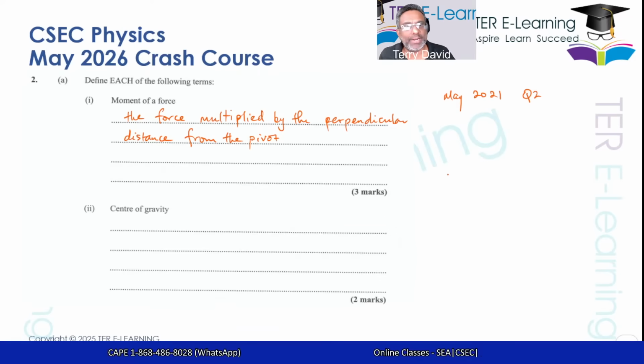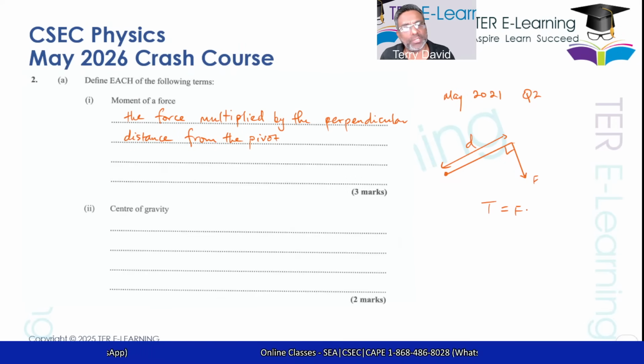If I had a diagram here, with a pivot here and a force here, and we have this distance from the pivot, then your moment T is simply going to be equal to F multiplied by D. That's the definition for the moment of a force: force multiplied by the perpendicular distance from the pivot.